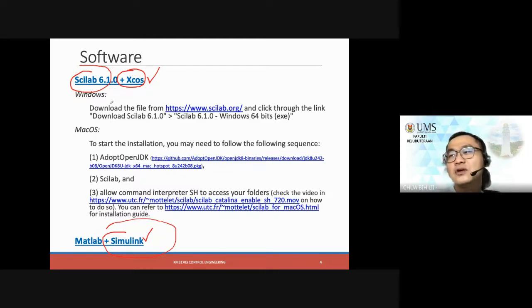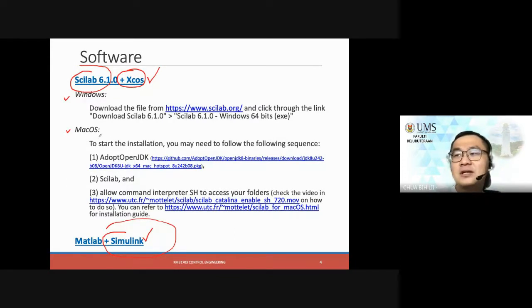So what you need to do after this is just follow, whether you are using Windows or Mac, and install accordingly. I think these instructions are a little bit outdated, but nevertheless they can be applicable. I guess now the Scilab version would be 6.1.3 if I recall correctly. So just download from the website and install accordingly.